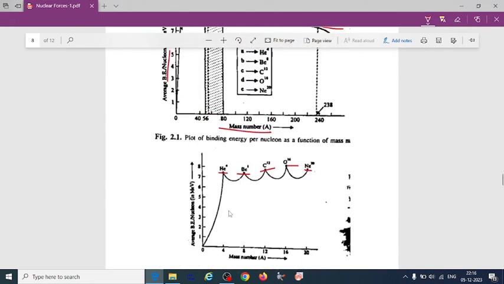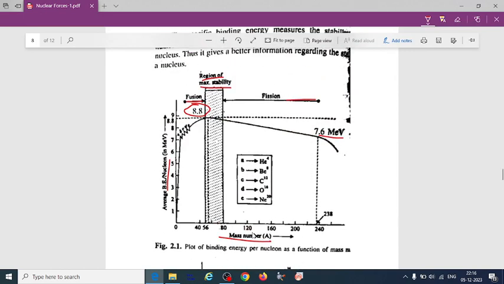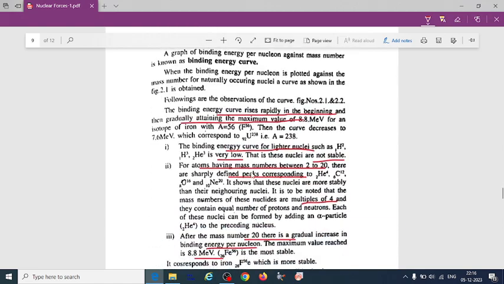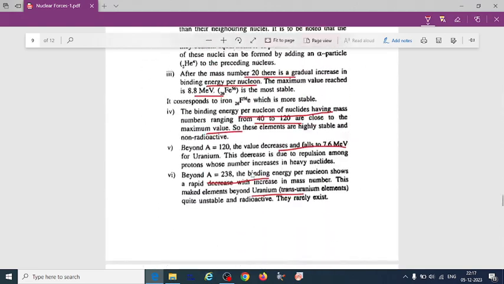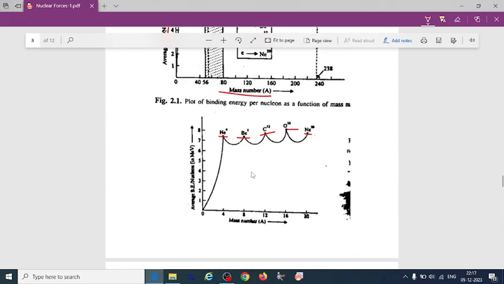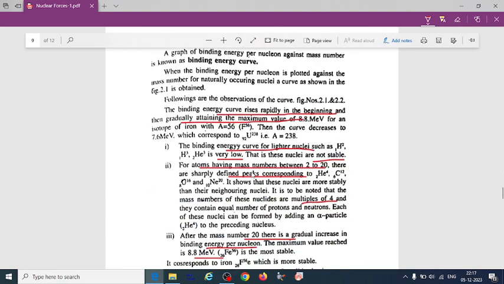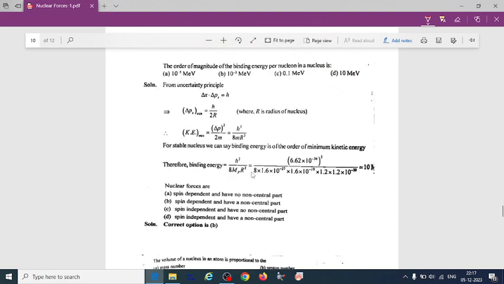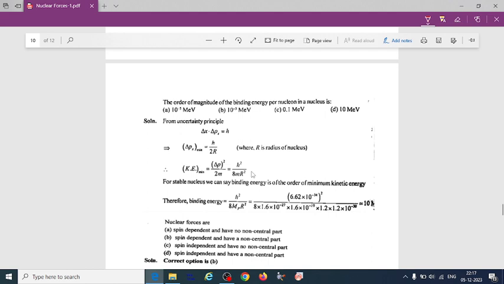Okay, so you can understand the average binding energy versus mass number with this curve. So this is all about the basic properties of the nucleus. After understanding these properties, you can solve a few problems related to that. First one, let us take: the order of magnitude of binding energy per nucleon in a nucleus is.